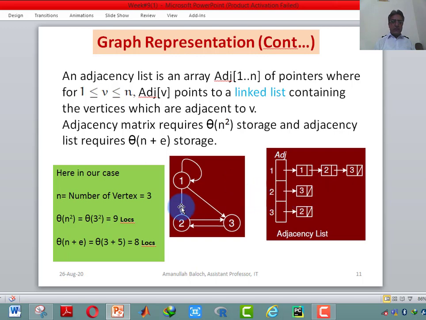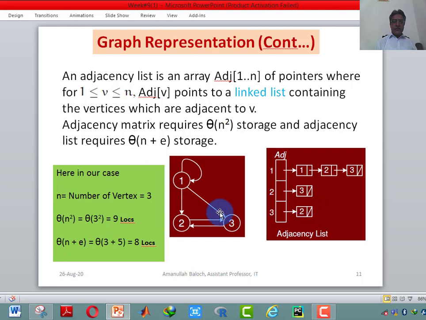From 2 to 3, this is 2 and this is a single edge. The 2 to 3 edge exists, yes, so we will take it here. And the last one is 3. From 3 to 2, a single edge exists, but from 3 to 1 no edge exists. 3 to 2 exists, so we will take it here.